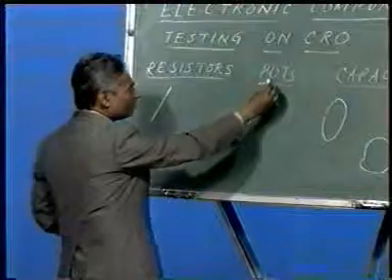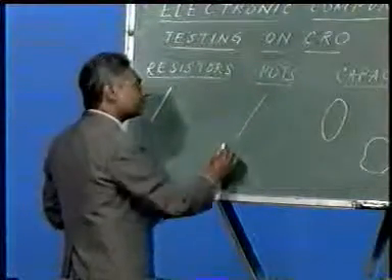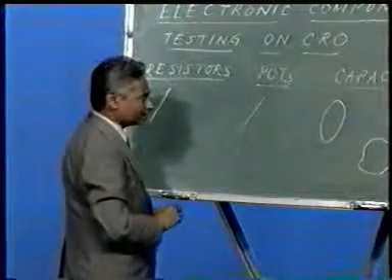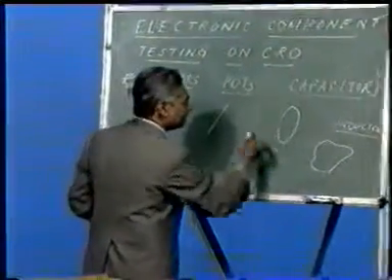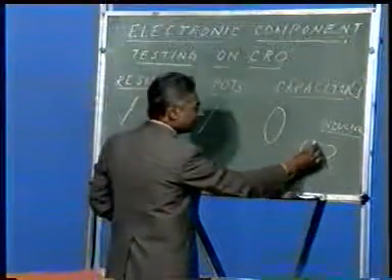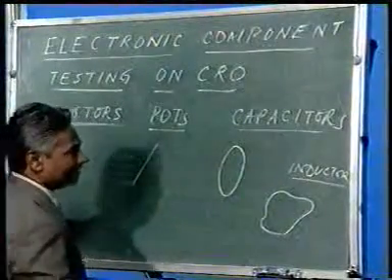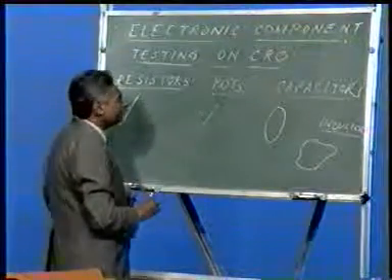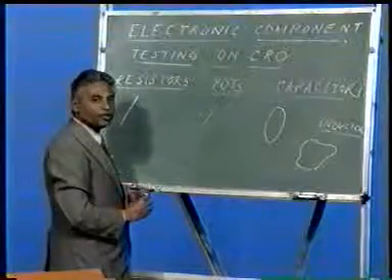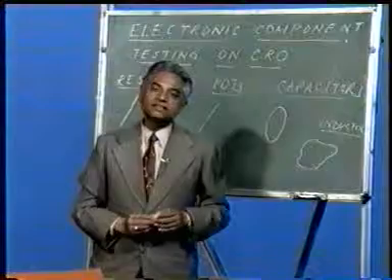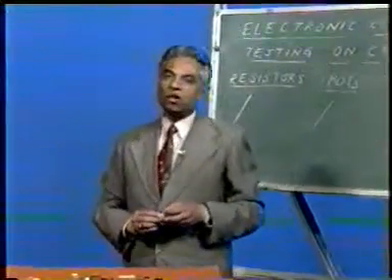In case of a potentiometer, again an inclined line, but the inclination of the line will keep on changing as you change the value of the resistor. In case of a capacitor, if it is healthy, you will get a loop like this. In case of an inductor, you will get again a loop like this, and if any device is open, you are going to get a horizontal line. If any device is short, you are going to get a vertical line. So we are now going to see all these components while checking them on a CRO.